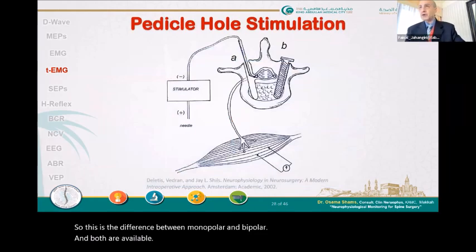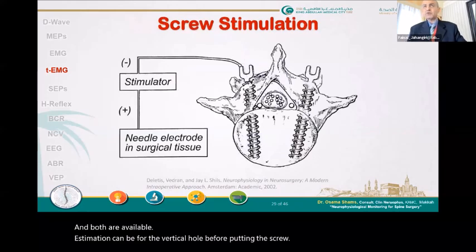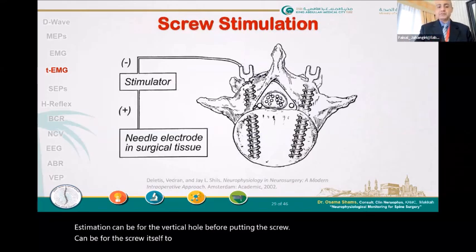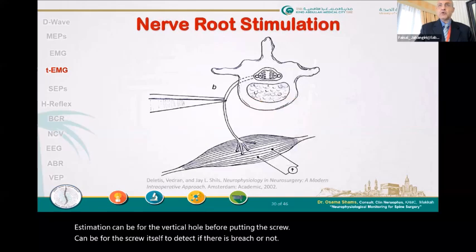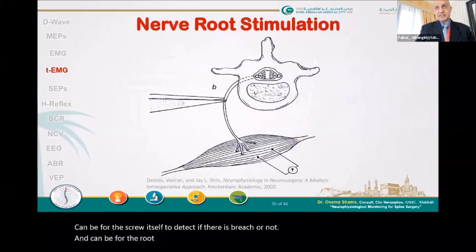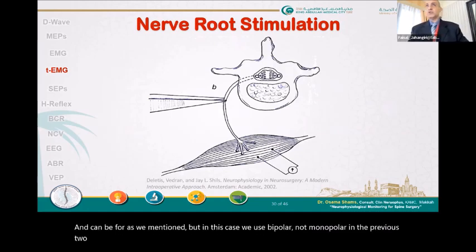Stimulation can be for the pedicle hole before putting the screw, can be for the screw itself to detect if there is a breach or not, and can be for the root as we mentioned. But in this case, we use bipolar, not monopolar. In the previous two cases, we use monopolar.